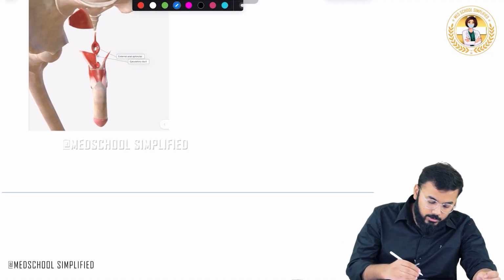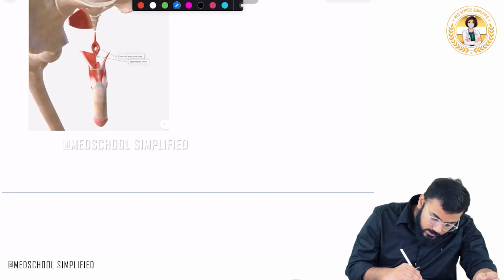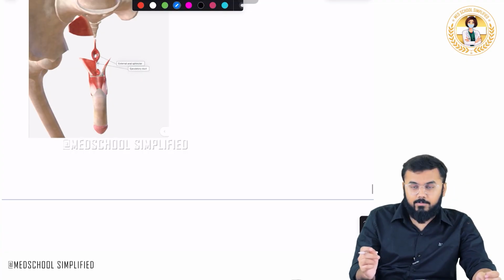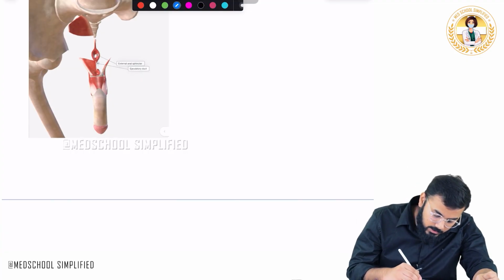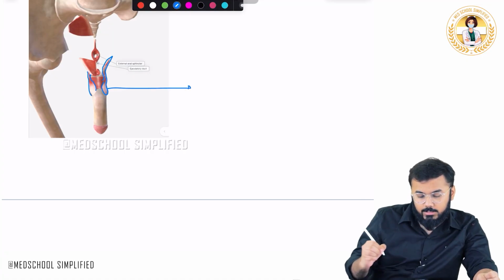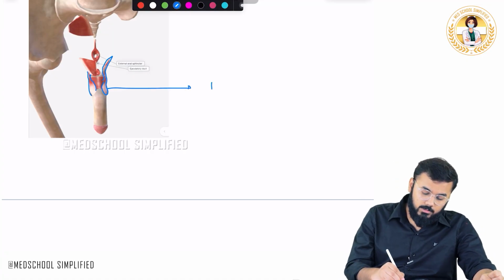After this bulbospongiosus muscle, you see this particular muscle over here, behind that, all the way like this, here also. This particular muscle which you can see over here is called the ischiocavernosus muscle.